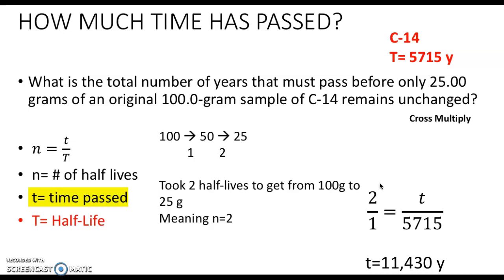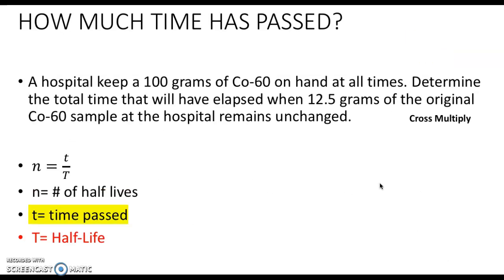Let's try this again with another problem. So, once again, how much time has passed? A hospital keeps 100 grams of CO60 on hand at all times. Determine the total time that will have elapsed when 12.5 grams of the original cobalt 60 sample at the hospital remains unchanged. Same formula. Now, I'm going to go ahead and find my half-life on table N right away just to help me out. Limit the work.